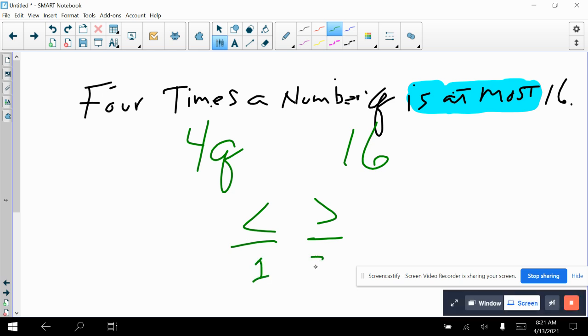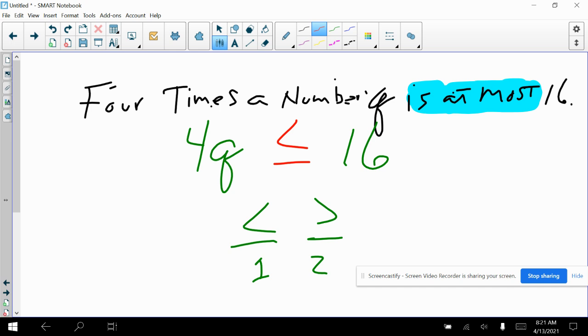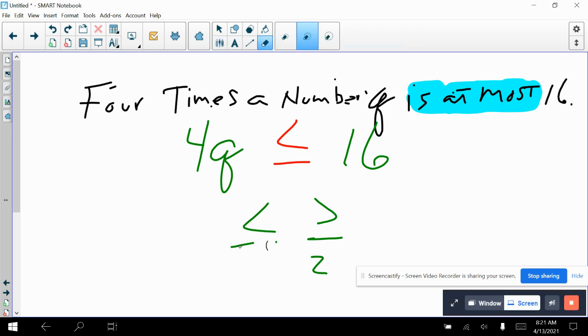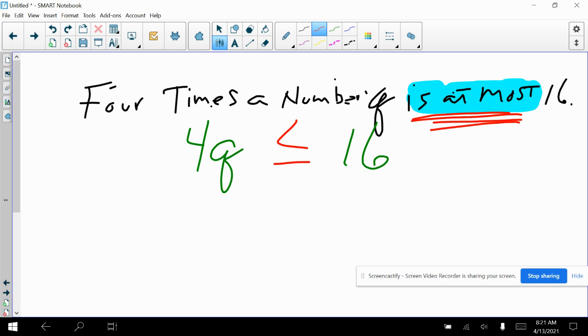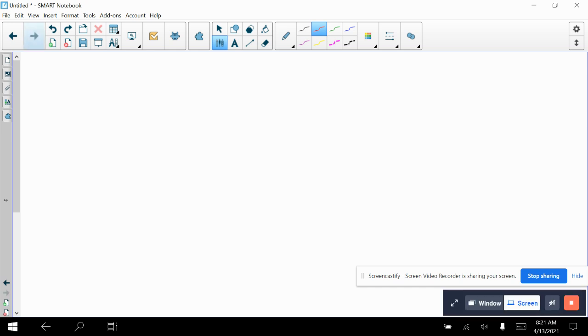So again, are we dealing with 1 or are we dealing with 2? Hold up a finger. What do you think? All right, very good. That is correct. At most. It can be less. It can be equal to. But at most, it can be 16. Good job. Just keep that in the back of your mind. That is one of the harder phrases that children make a mistake on. And the other one would look like this.